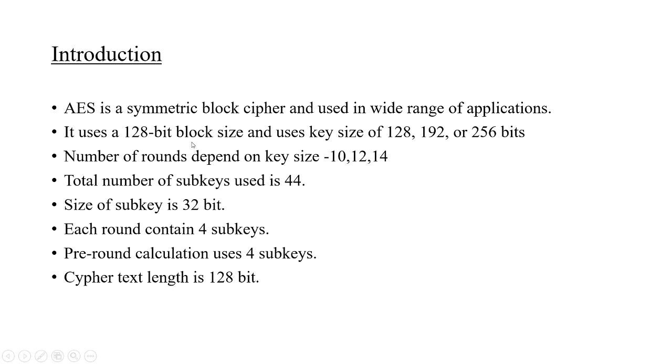The block size is 128 bit, and the key size varies. The first one is 128 bit, the second is 192, and the third one is 256. Based on the length of the key, AES is of three types. If the key size is 128 bit, it is called AES 128. If it is a 192 key size, it is called AES 192. If it is 256 bits, it is called AES 256.